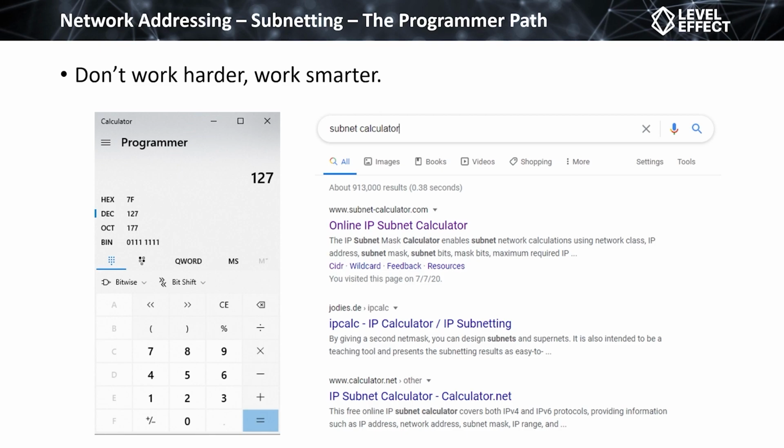You can use your calculator on your desktop. If you click that hamburger icon, the 3 lines, you can select programmer mode instead of standard or scientific. And we can see in programmer mode here, I put in the base 10 value of 127, and it then gave me the binary value right there.